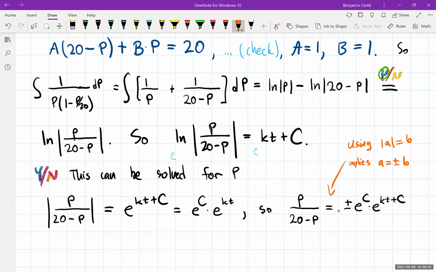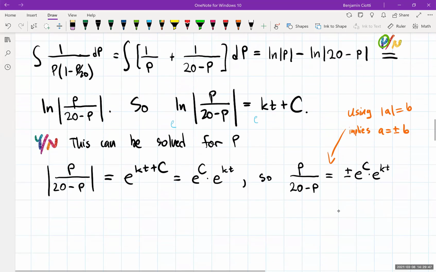Wait, do you need the c raised in the exponential and in the kt plus c? Yeah, that's what I was about to ask. Oh, yeah, you're right. Thank you. Extra c there. Cool.